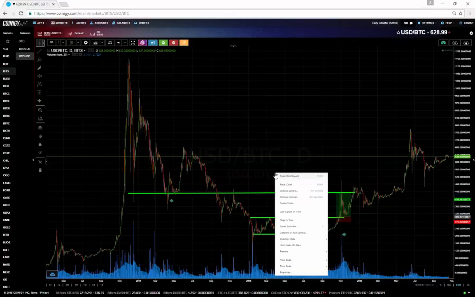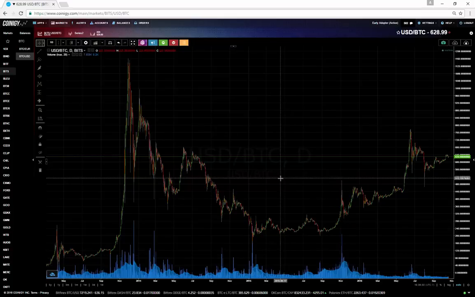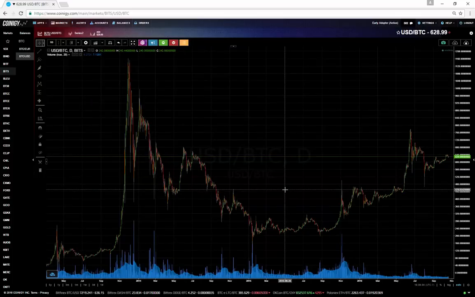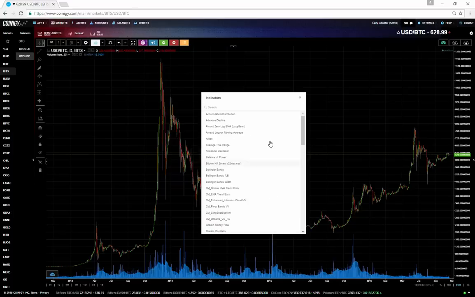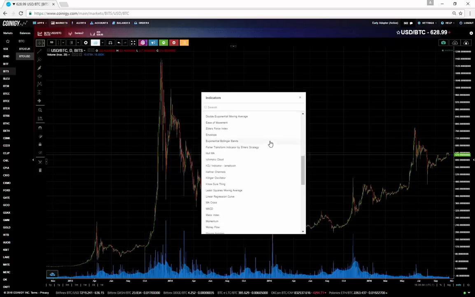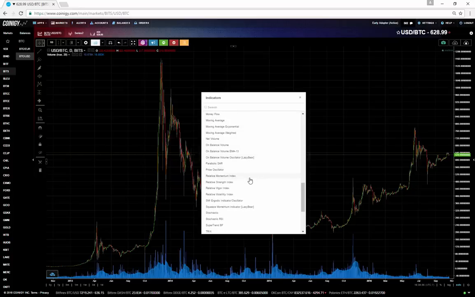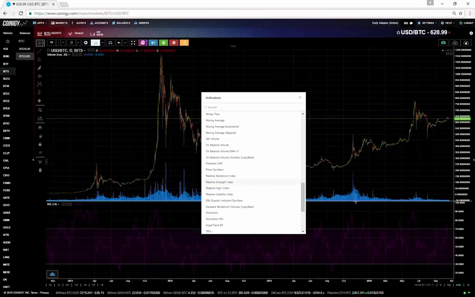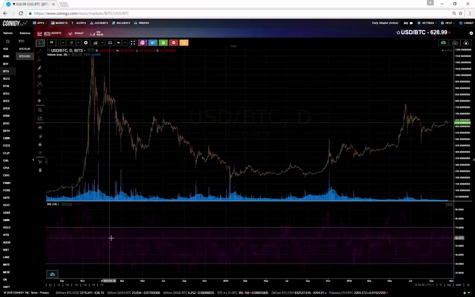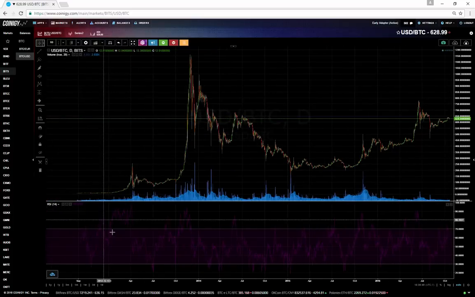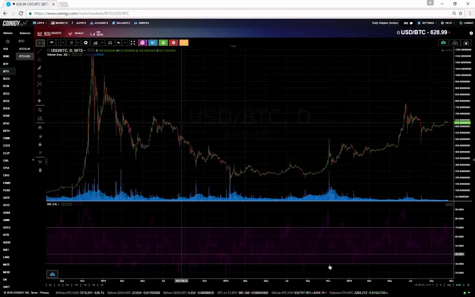Then you could also use things like indicators. So I'm just going to remove all this stuff. There's a variety of different indicators that you can use. You just go to Insert Indicator, and then you can choose a variety of different indicators. One indicator that's fairly popular is the RSI, known as the Relative Strength Index. It shows you buying versus selling pressure in the markets, right?